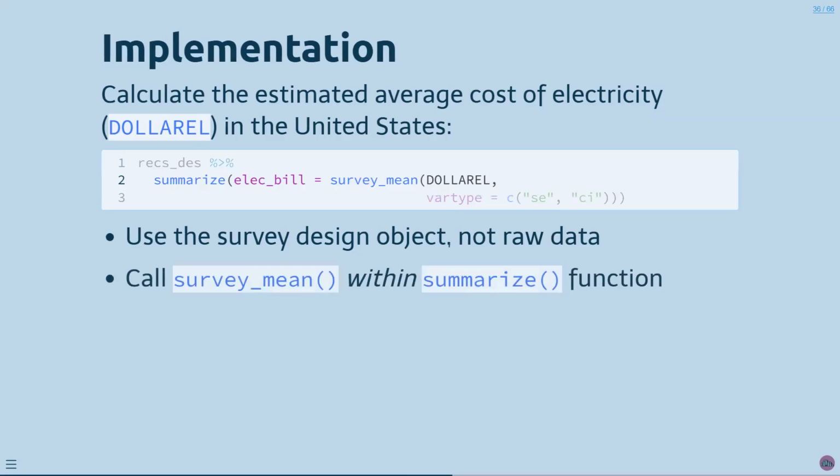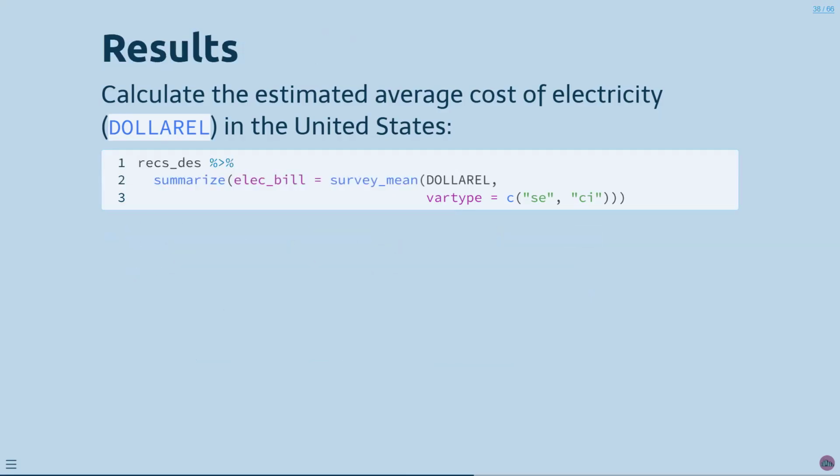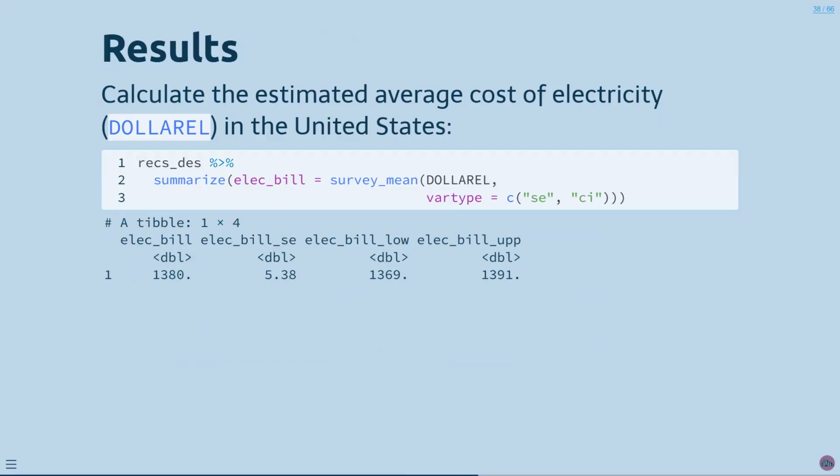And then what we're going to do is we're going to use the survey_mean within that summarize function. So as we saw before with the dplyr example that Isabella walked us through, you always use means within summarize. So survey_mean within the summarize function. And so we're going to calculate the mean of DOLLAREL. And then we also need to specify our variance output. So in this case, we're going to output both the standard error and the confidence interval for you guys to see. And this is what that output looks like. So the first column is the estimated average cost of electricity. So this is again going to be a national average across all of the people in our data set.